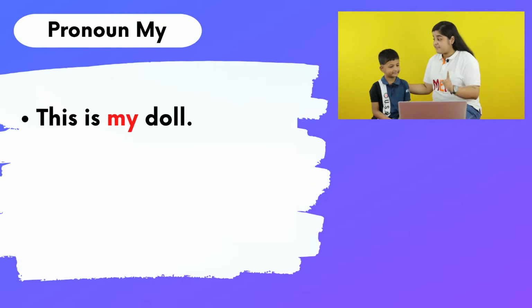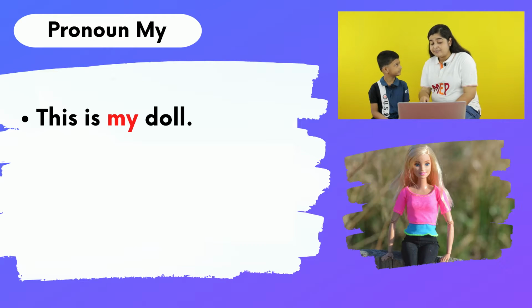So, Rudy, our first example of pronoun my is, this is my doll. So, I am the speaker in this sentence because I am talking about myself. Now, why have we used the pronoun my? Because it shows that the doll belongs to me. And whenever we have to show that something belongs to the speaker, always use the pronoun my. Correct, because pronoun my is always used to show possession towards the speaker.